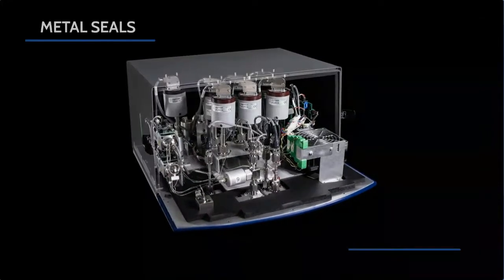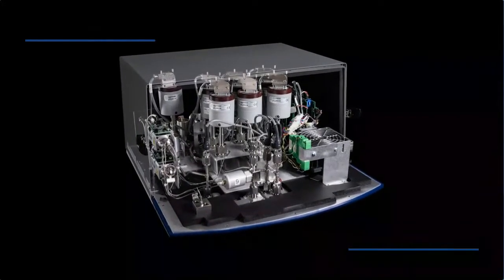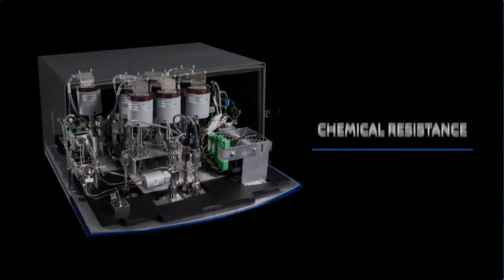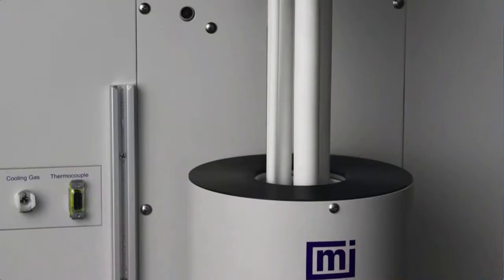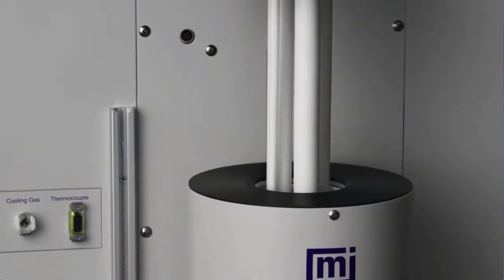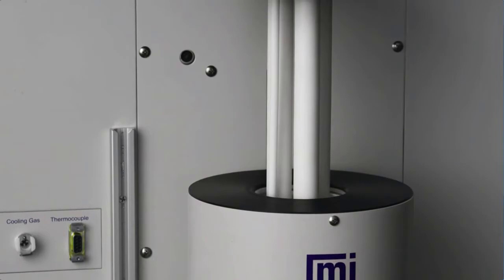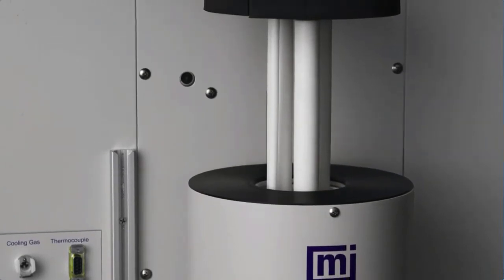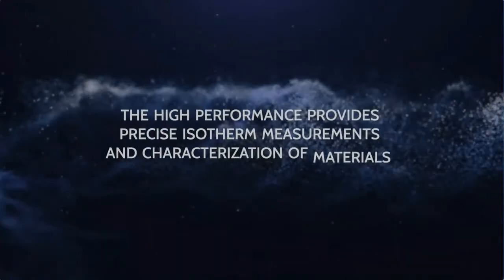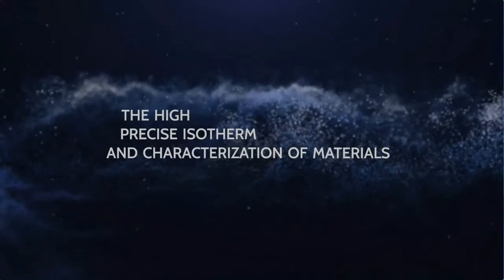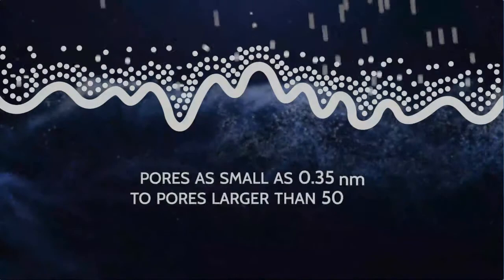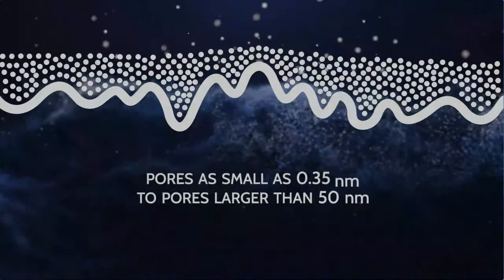The manifold features metal seals and hard seal valves, providing superior evacuation, cleanliness, and chemical resistance. Proprietary isothermal jackets provide unmatched passive temperature control. A dedicated vapor pressure thermometer ensures the most precise analysis temperature and saturation pressure measurements. The high performance engineered into the 3-Flex provides precise isotherm measurements and characterization of materials with pores as small as 0.35 nanometers to pores larger than 50 nanometers.